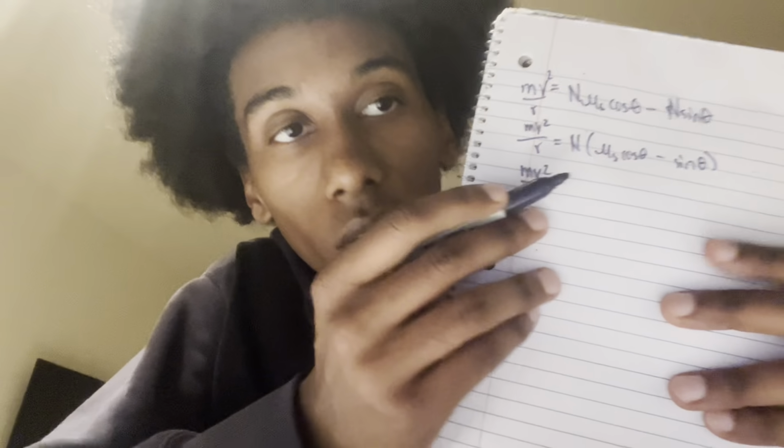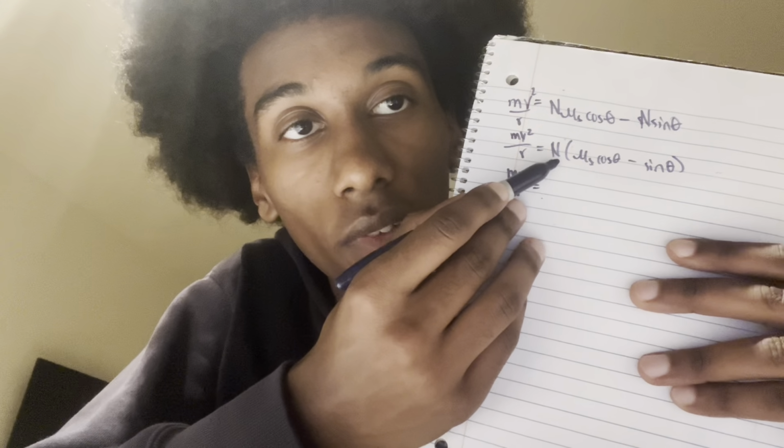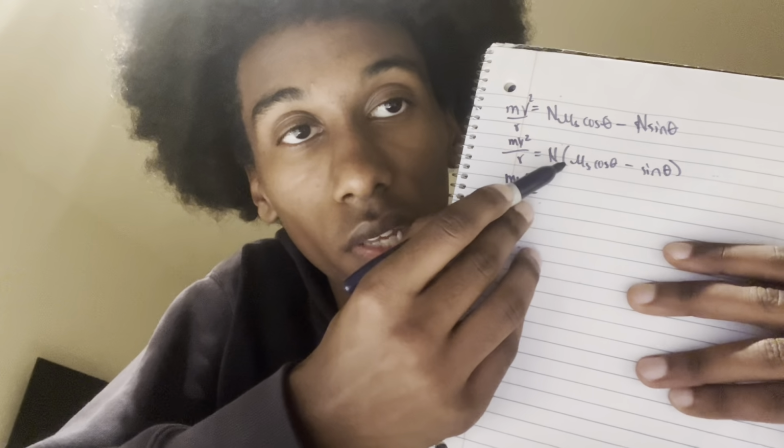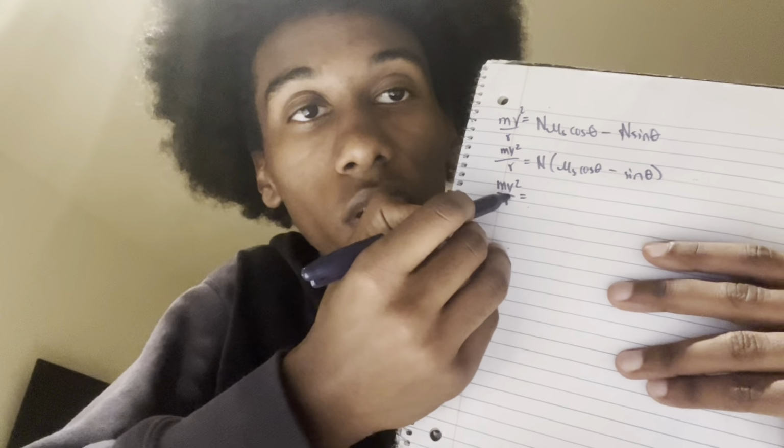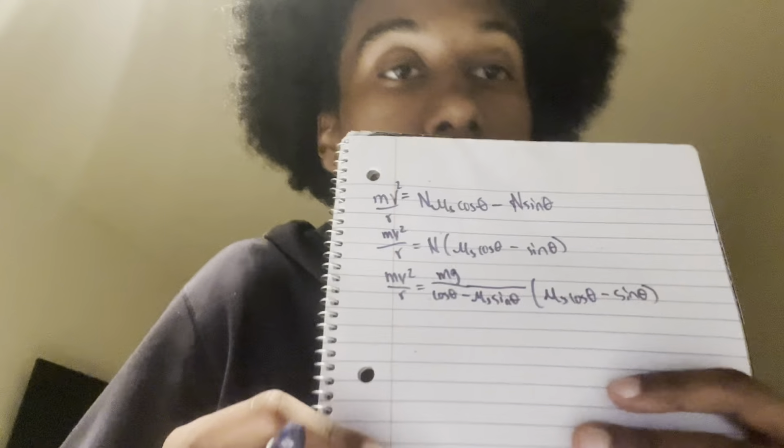I'll pull it out, and then I'll plug in the terms that equal normal force in for normal force, and I'll multiply it by this, and then I'll make sure to solve for velocity as well. So we know that normal force is equal to mg over cosine theta minus coefficient of friction times sine theta, and we'll be multiplying that by coefficient of friction times cosine theta minus sine theta. So this is the equation we currently have.